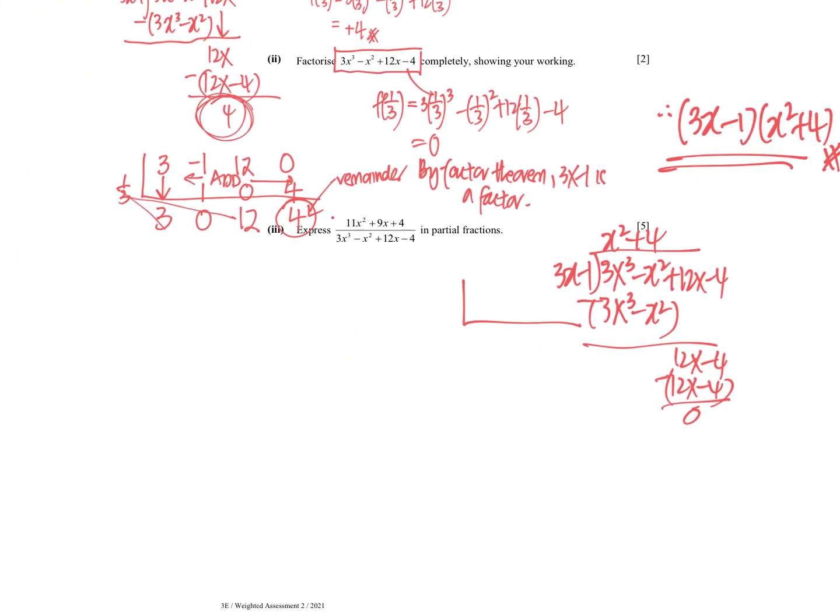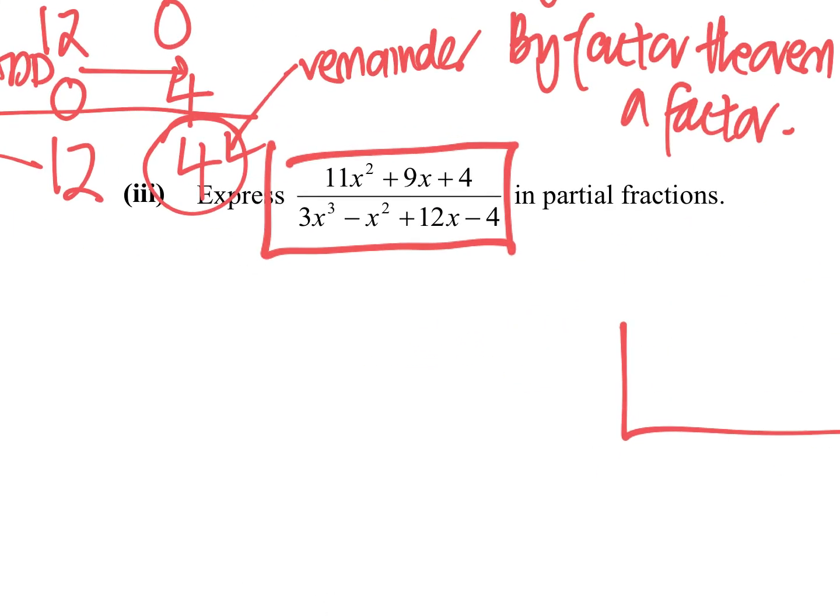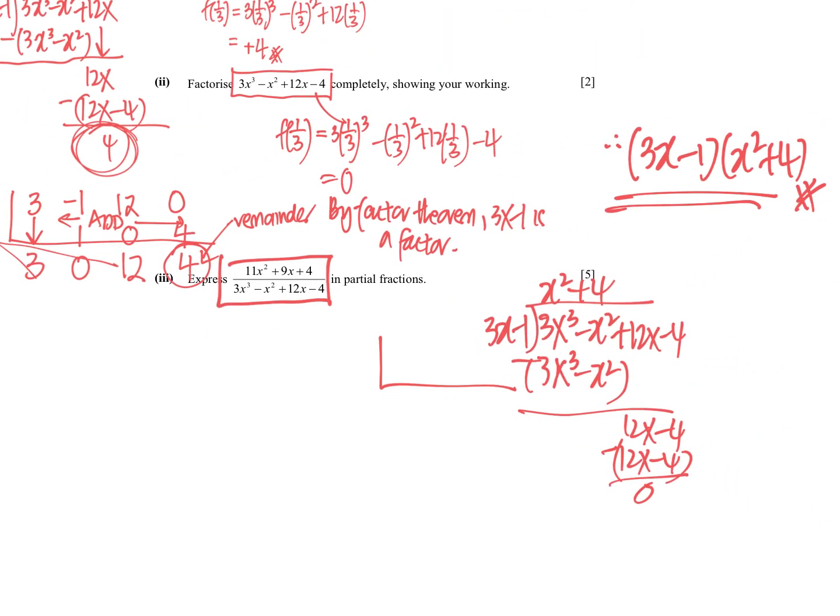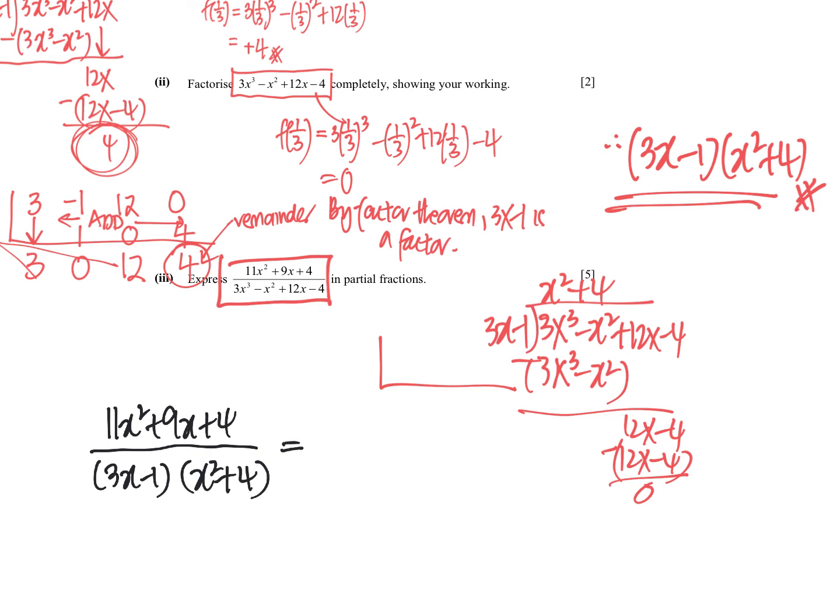Okay, part 3. Partial fraction. One look at it, you must know that this partial fraction cannot be further simplified. It's a proper fraction already, strictly smaller. So write it like that, and then you can split it into 2. This is a linear, this is an irreducible quadratic. So you will split it as A over 3x minus 1, plus Bx plus C over x squared plus 4.